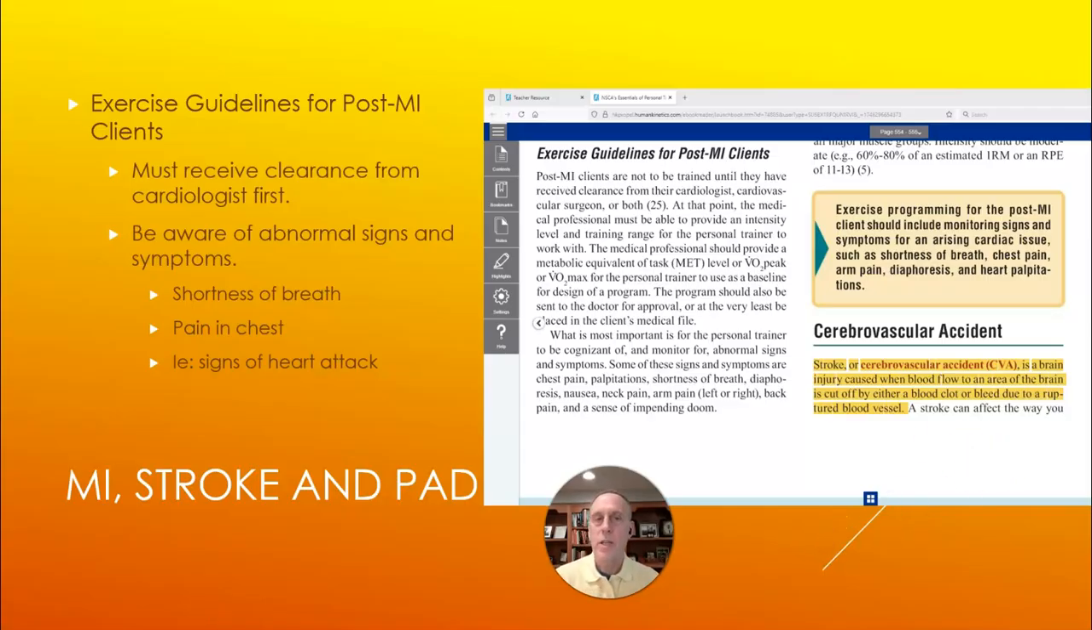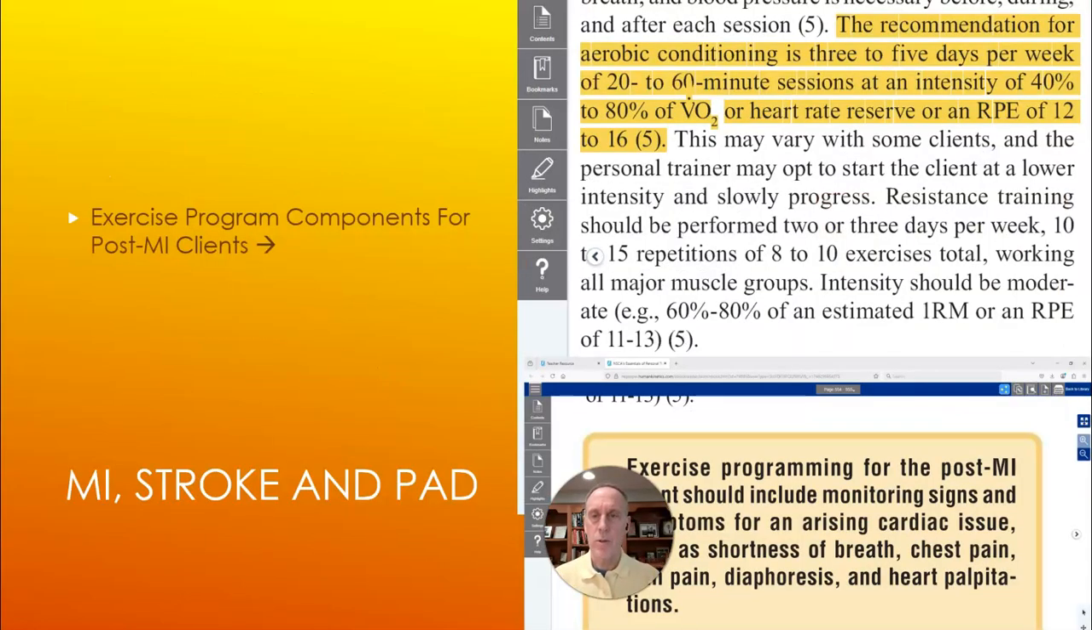But when they talk exercise guidelines for post-MI clients, what I want to really point out here is on the left side of this excerpt from our book, they're talking about clearance from a cardiologist first, and they're talking about you as a trainer should be aware of some abnormal signs and symptoms like shortness of breath, pain in the chest, signs of a heart attack. But I can tell you that your clients will be very, very well aware of those signs and symptoms, and they'll be able to articulate those to you easily. And as they go through and kind of give you some suggestions here, they might provide, like I mentioned, a MET level or a VO2 that you should do with the client. But to a certain degree, again, when your client ends up in front of you, post-MI, they usually have already received some type of clearance to go and work out.